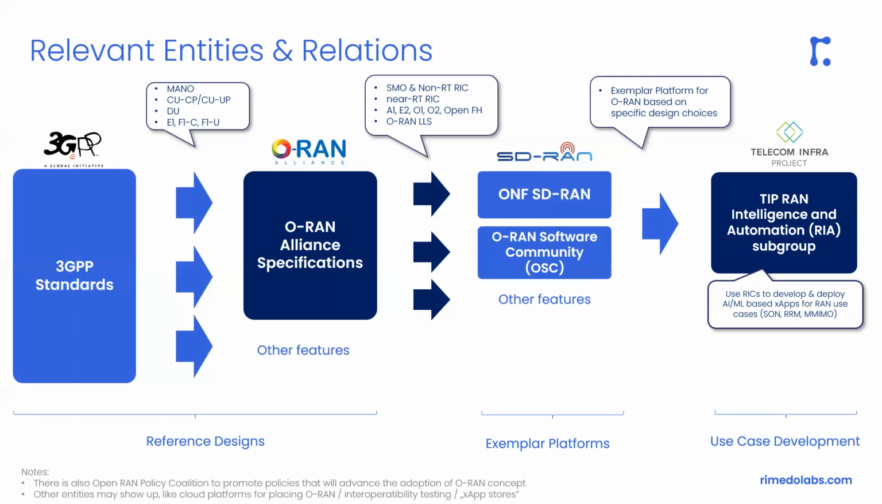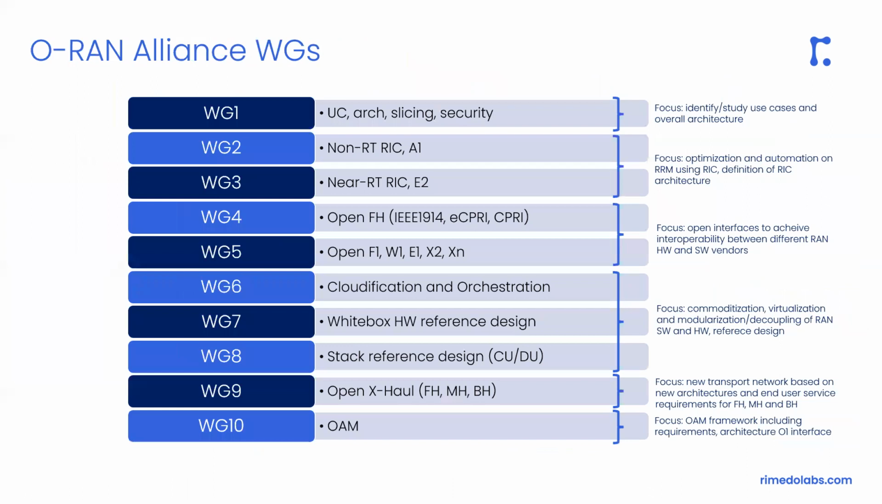Again, there are additional entities like the Open RAN Policy Coalition to promote the policies with government and regulators, and there are also more commercial platforms working to provide stores for the applications. Speaking about the ORAN Alliance itself, it's working within 10 working groups.